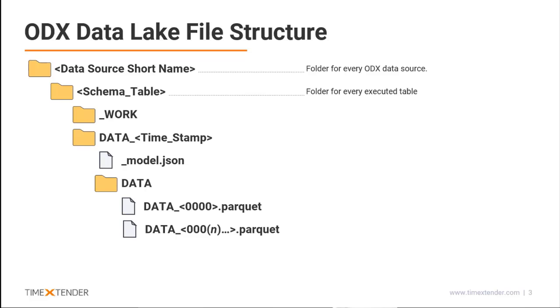Within those, there's going to be a folder for every single table, right? And this is prefixed by the schema, so you have schema_table. And then within each table, you're going to have a couple of folders. First of all, the work folder, and that's going to contain uncommitted transactions. So as executions are running, data gets loaded into the work folder. And then as soon as that load is completed successfully, that data gets moved into the data folder.